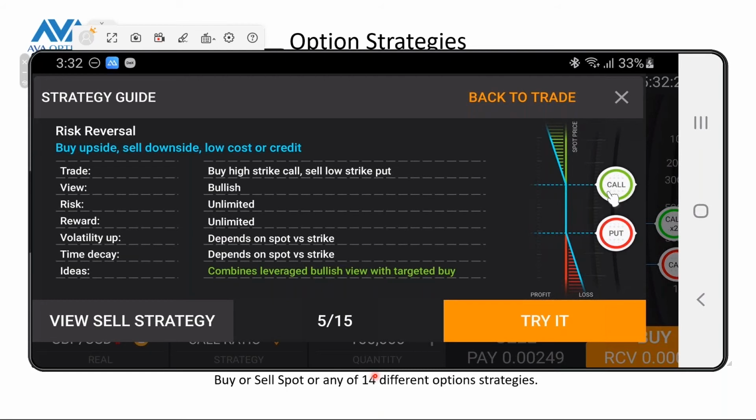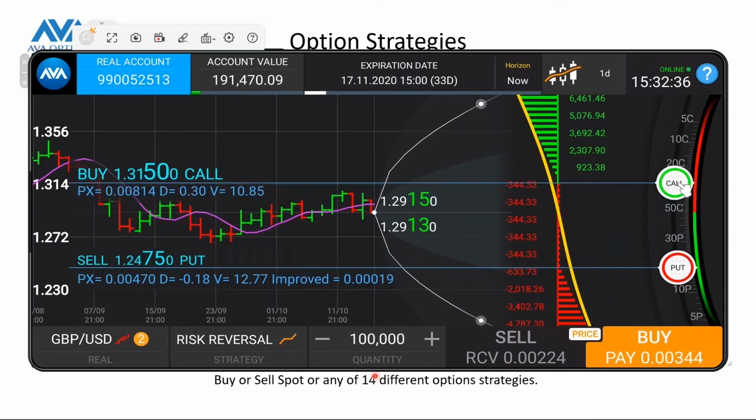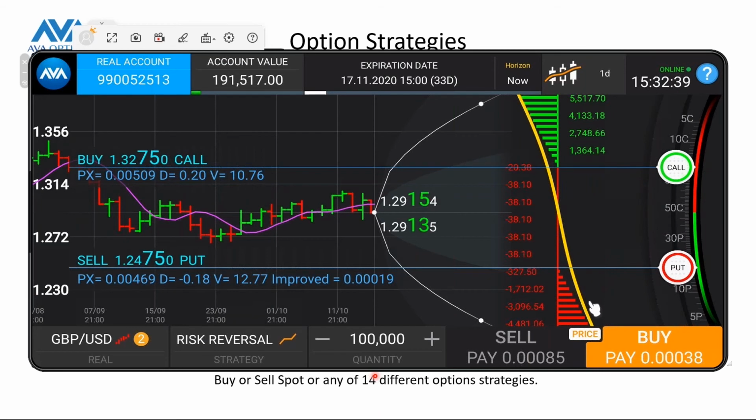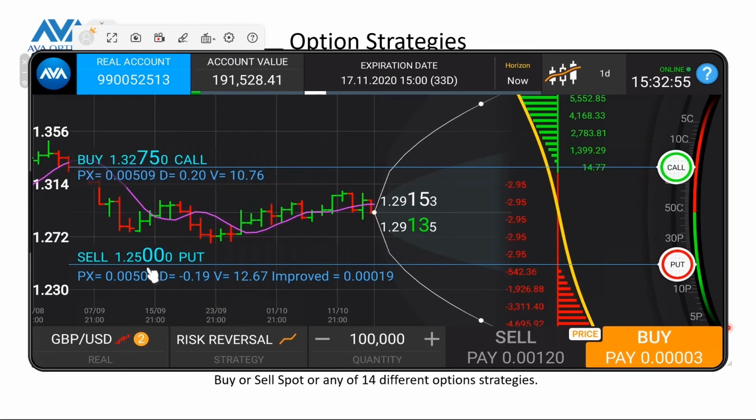But what's the great thing here? I'm buying this call and I'm financing it. I'm paying for it by selling this put. What do I mean? Let's try it. I'm still looking at 1 month options on the pound. Let's say I buy a 132.75 call. It's going to cost me 50 pips, 0.005. And I sell a 125 put. I sell the 125 put, I'm going to earn 50 pips, 0.00506. So this is effectively free.